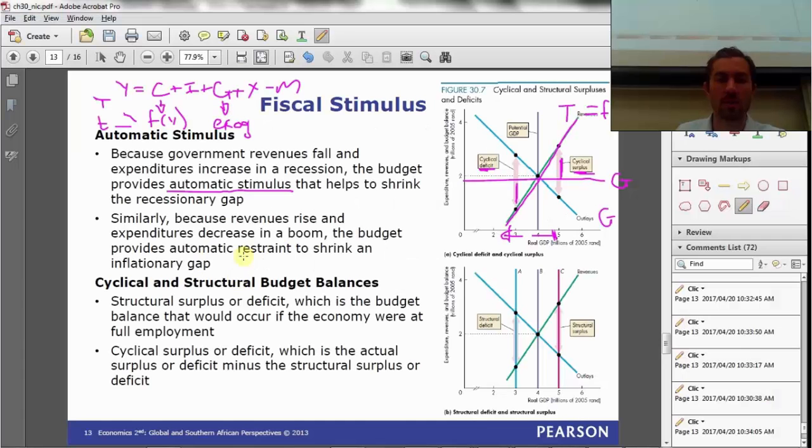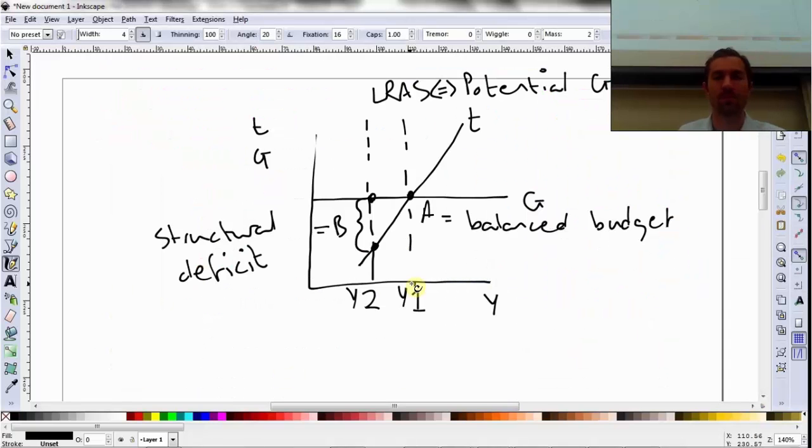A structural deficit differs to a cyclical deficit or a cyclical surplus. So what is a cyclical surplus or a cyclical deficit? That is the actual surplus or deficit minus the structural surplus or deficit. Okay? In other words, if this is our potential level of GDP, so we're at Y2, that's our potential. Are you happy we have a structural deficit?